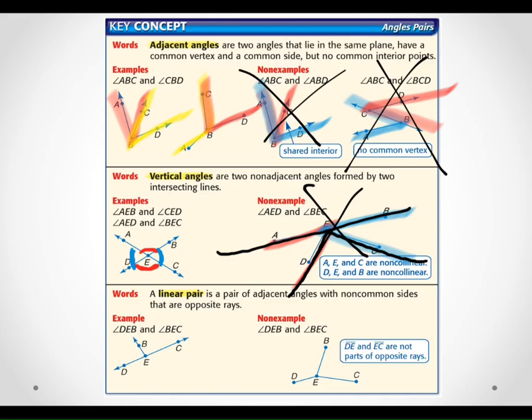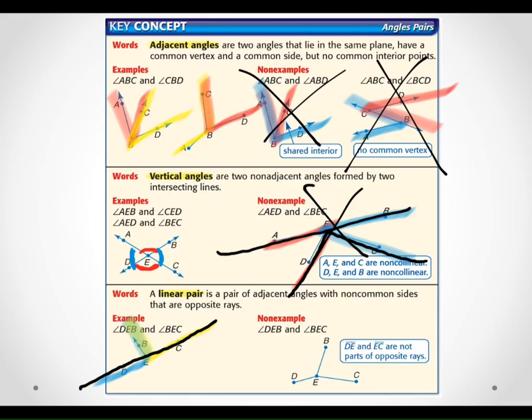And the last one is called a linear pair. Linear means straight line, pair means two. Okay? So a linear pair is a pair of adjacent angles, okay, where their non-common side is a straight line, or in this case we also call that opposite rays. Remember that last time? Opposite rays are a straight line. So here, DEB, that angle right there, and BEC form a linear pair because they're adjacent. They share a vertex, they share a side, but the side they don't have in common, this one, is a straight line.